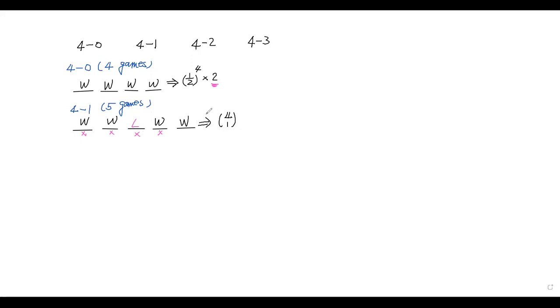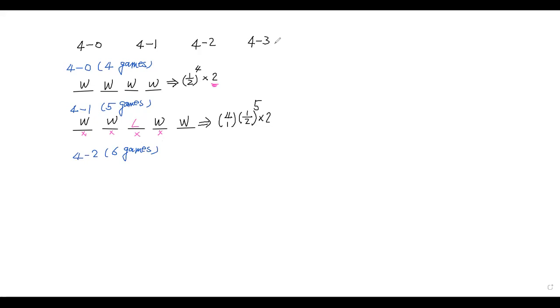Because this is an even game, the loss is still 1/2. So you have 1/2 five times, which is 1/2 to the 5th power. Also, because this could happen to team A or team B, you need to times 2 here. Now the next one is 4-2, so I have 6 games here.